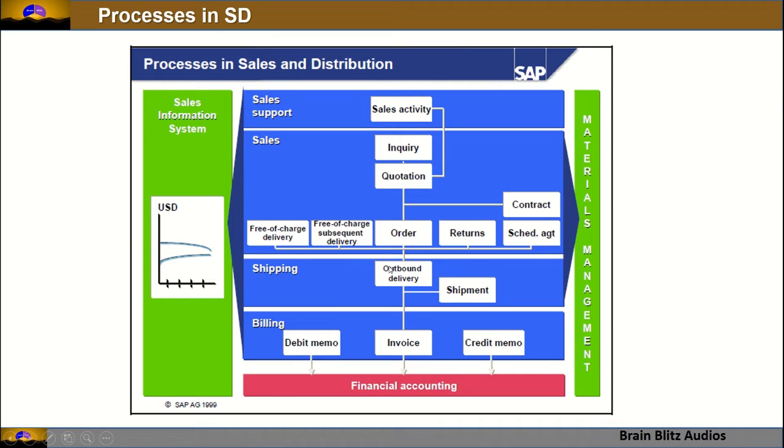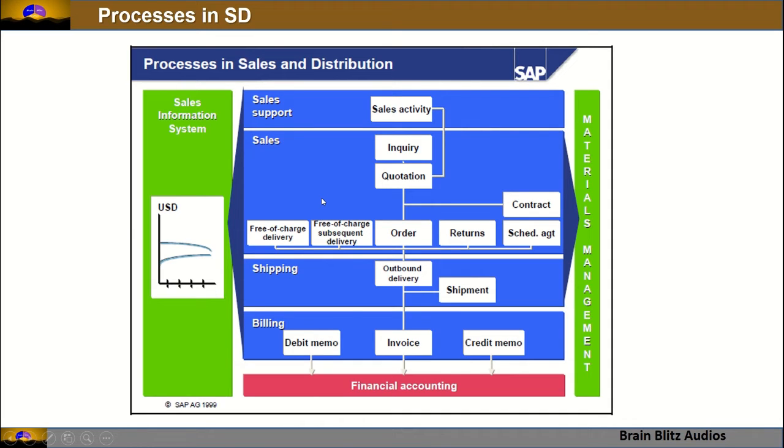Then this order will go for the outbound delivery, which is a part of the shipping process. So we can see sales support, sales, shipping and billing. These are the major functions. Under each major function, you have inquiry, quotation, then order. Then here you can see free of charge delivery and free of charge subsequent deliveries.